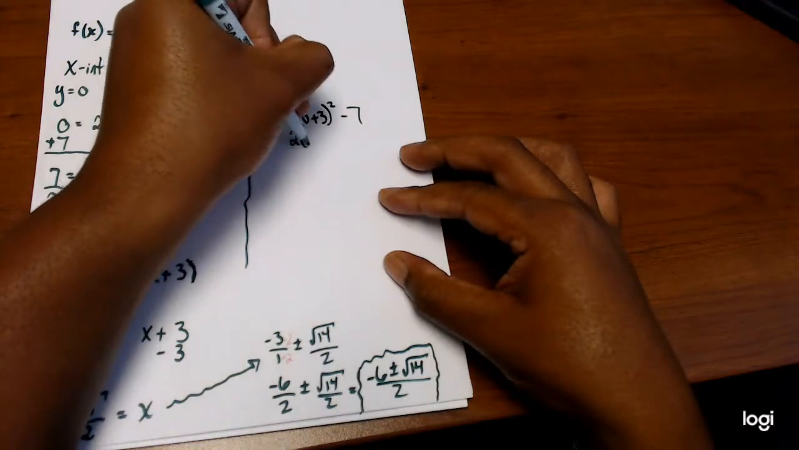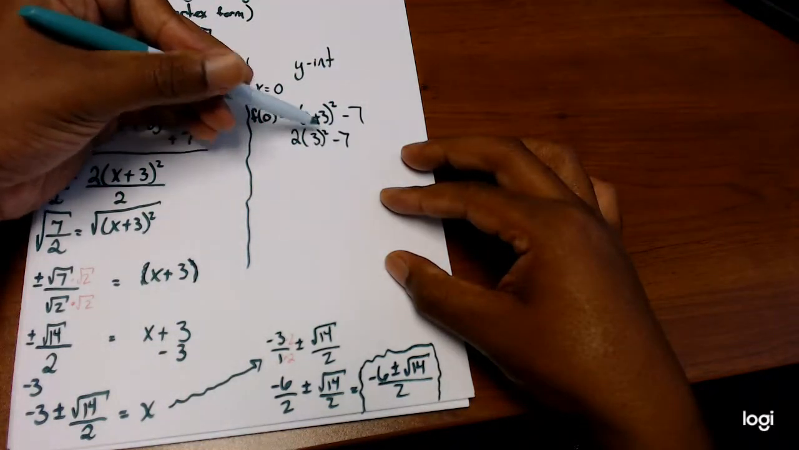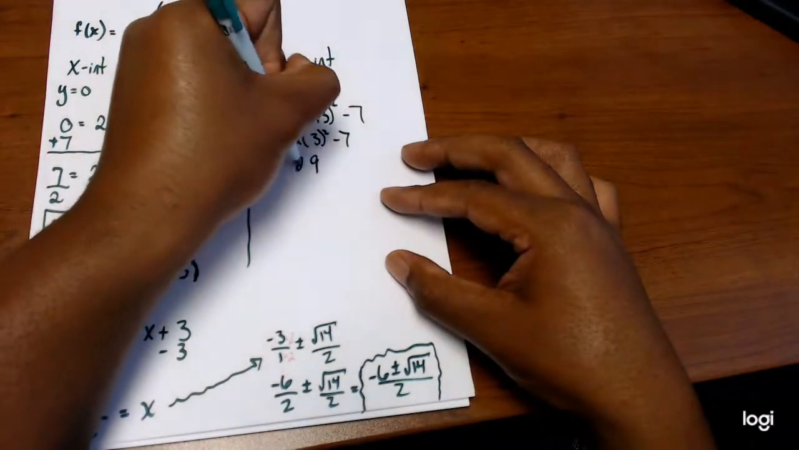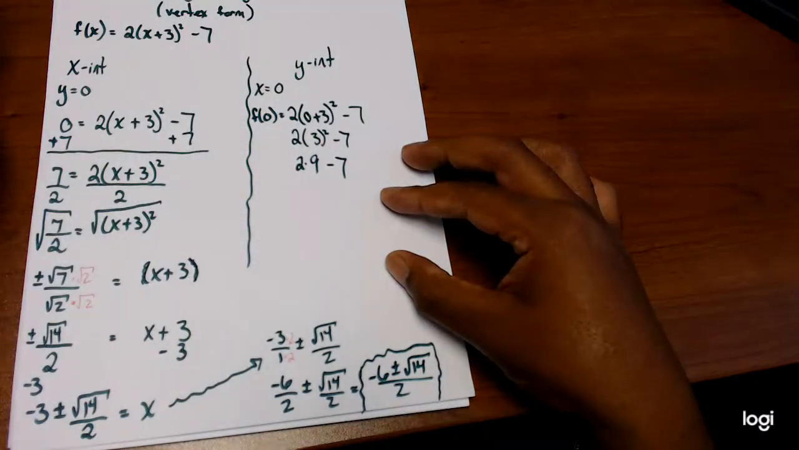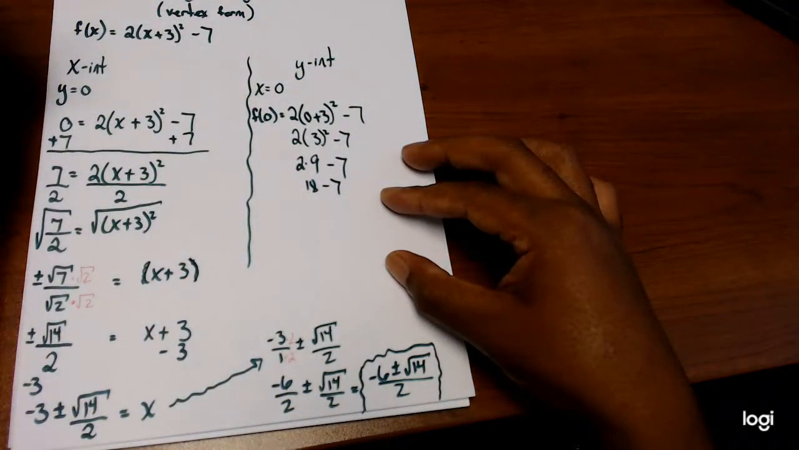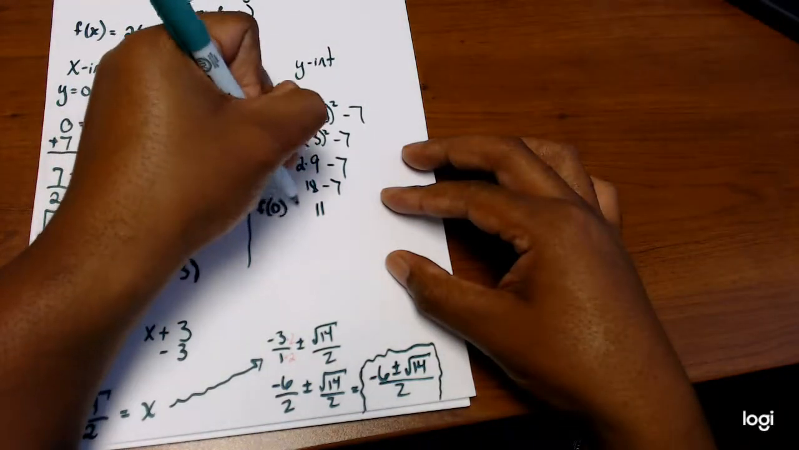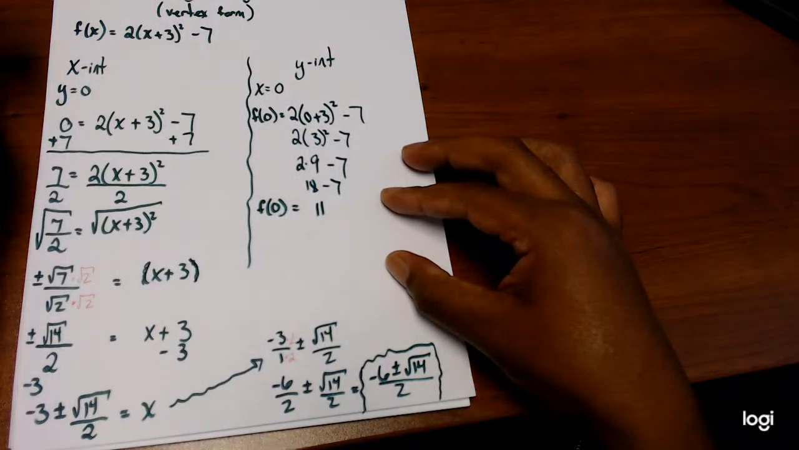That's 2 times 3 squared minus 7. Remember, exponents first. So 9 times 2 minus 7. That's 18 minus 7 because multiplication comes next. And there we have 11. So just like last time, f of 0 is 11.